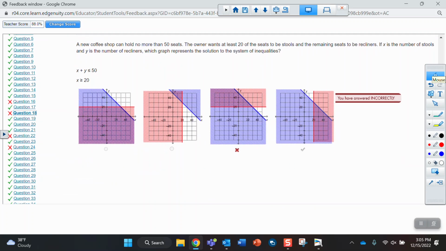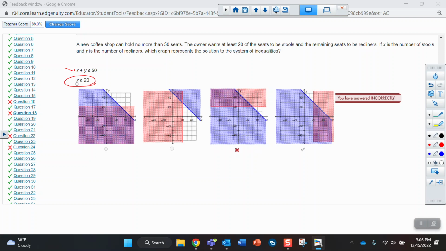Question 18 gives 2 inequalities and asks which graph represents the solution to the system. In your selection, you do have the blue line correct, the x plus y is less than or equal to 50. You have that line correct, but it's this line that you have going the opposite direction.